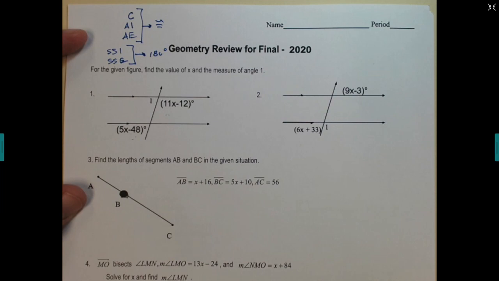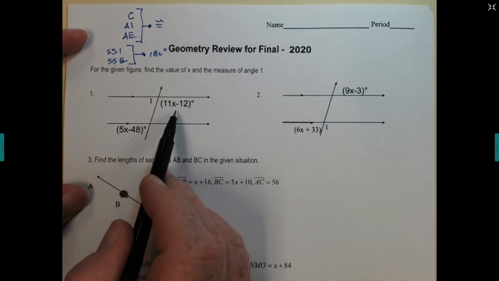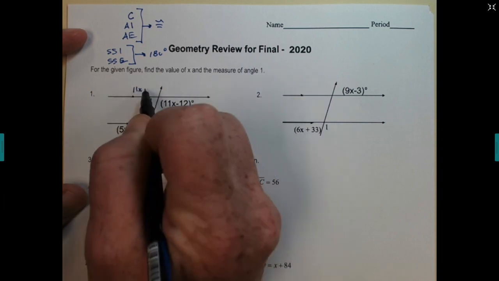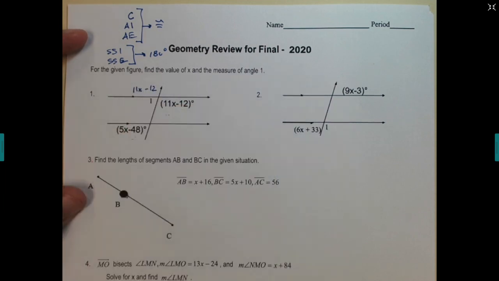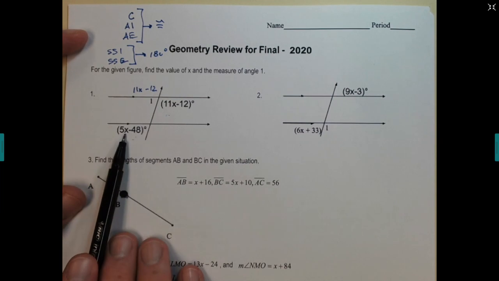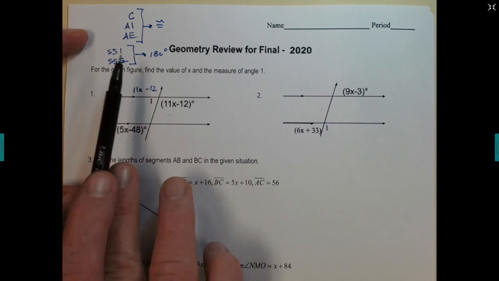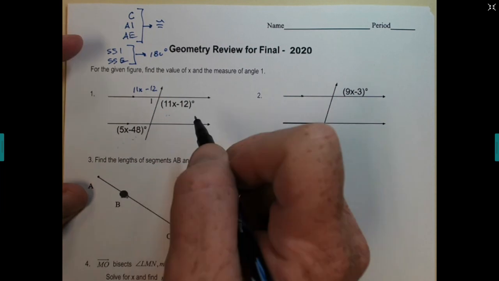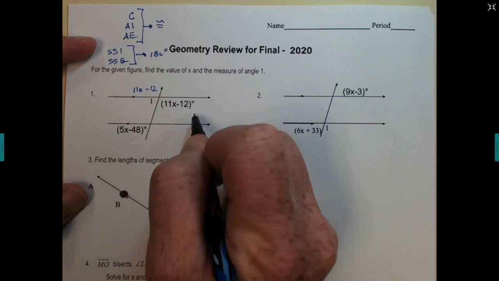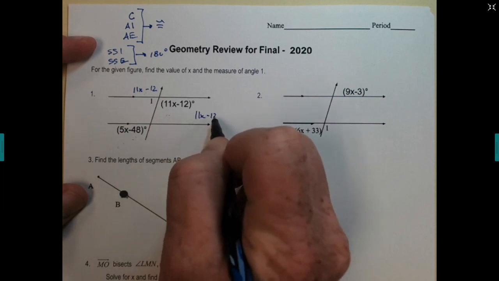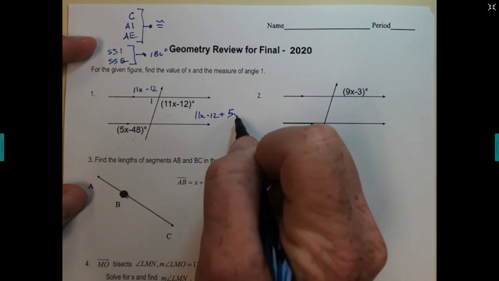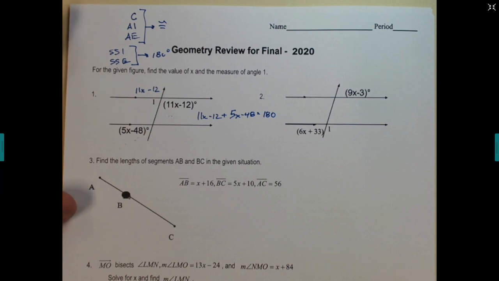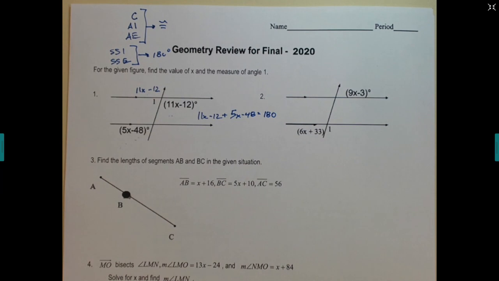But this 11x minus 12 is the same thing as its vertical angle. And now I have same side exterior angles, which means they have to add up to 180 degrees. So the equation I should be making would be 11x minus 12 plus 5x minus 48 equals 180.